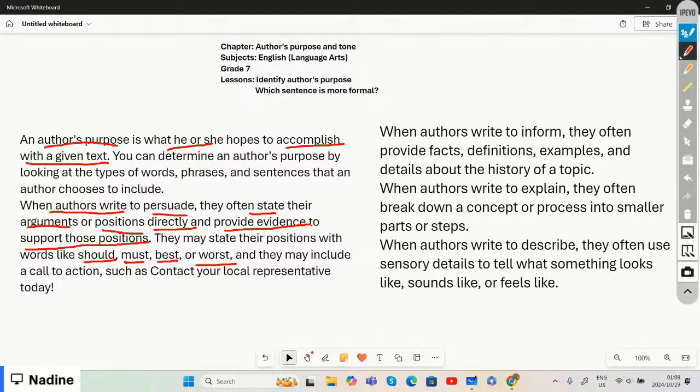All right. And when it comes to them providing evidence to support their positions, they may state the positions with words like should and must and best or worst. And they may also include a call to action, such as contact your local representative today. But we are going to find out within our lesson today how we can identify the author's purpose and tone within a given text.